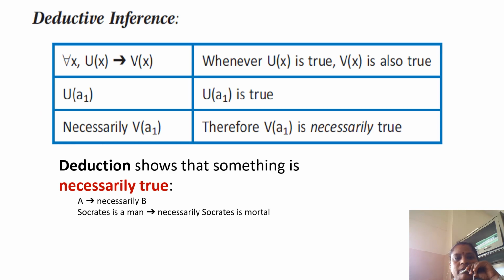So what is deductive inference? Deduction shows that something is necessarily true. Say suppose I say Socrates is a man, then necessarily Socrates is mortal. So referring to it in formal language, for all x that belongs to U(x), if I say U(a1) is true, then V(a1) is necessarily true.